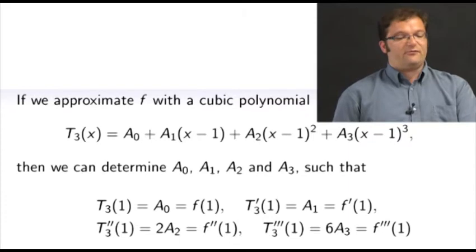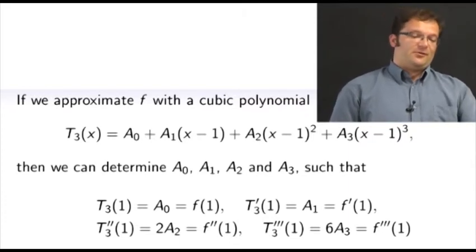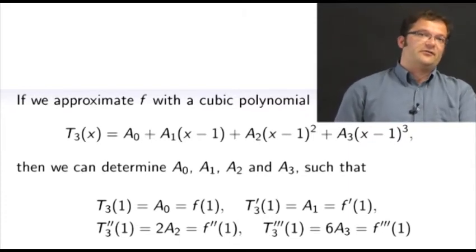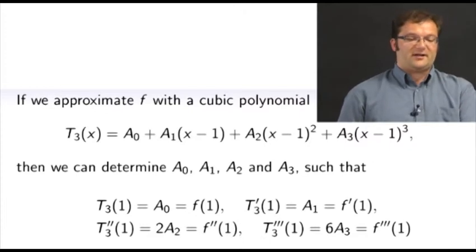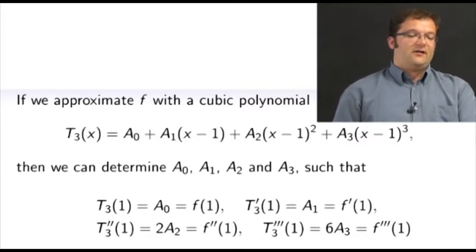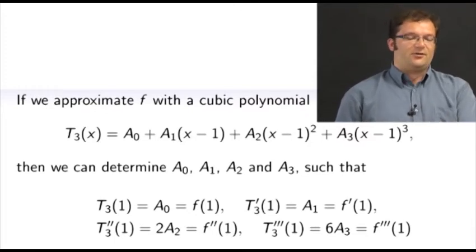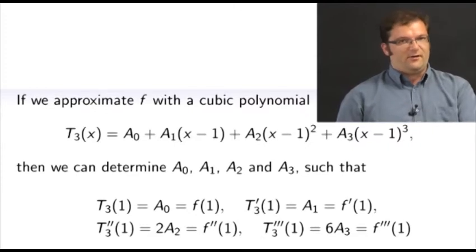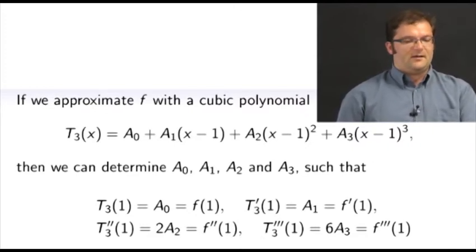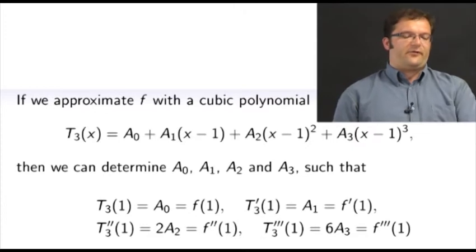What conditions do we have? Well, for the tangent, we wanted that the function value and the first derivative agree. For our quadratic polynomial, we wanted that function value, first and second derivative agree. And now we have an additional term, so now we can also demand that the third derivative of our polynomial agrees with the third derivative of f. We've already gone through the first three stages, so we can now only concentrate on the last coefficient, a3.